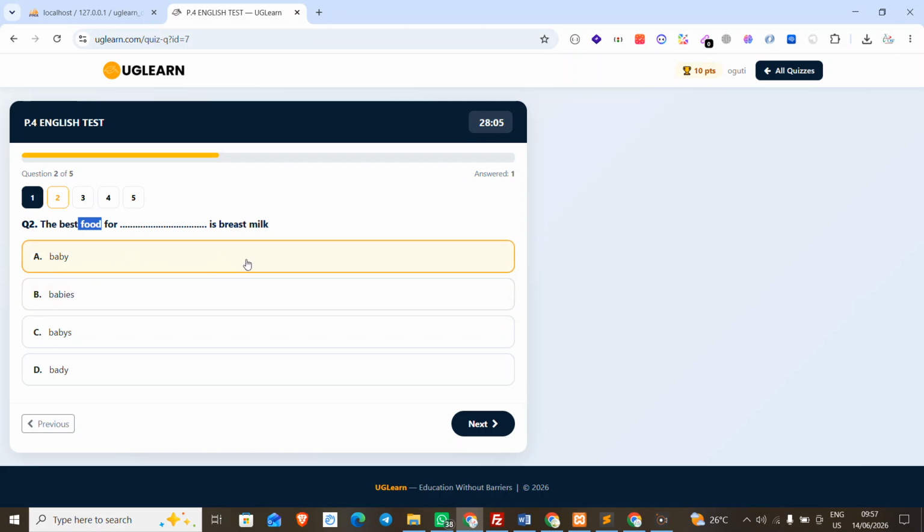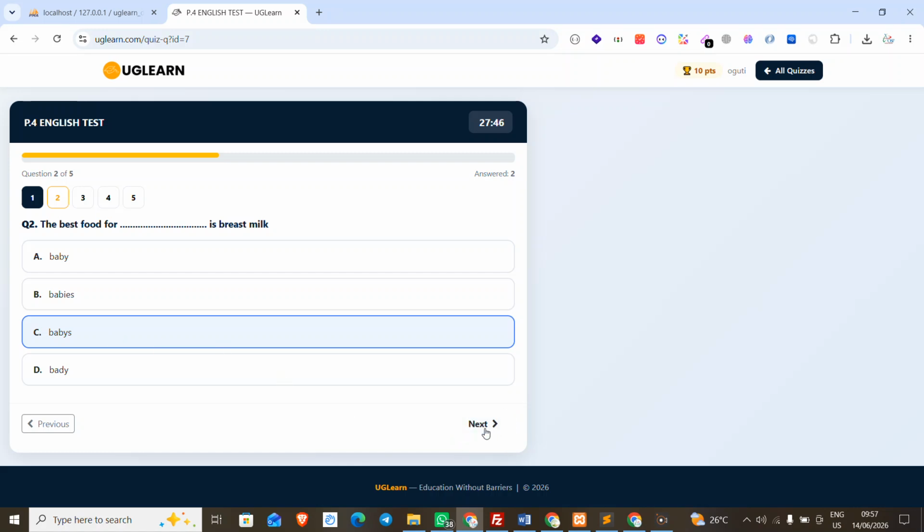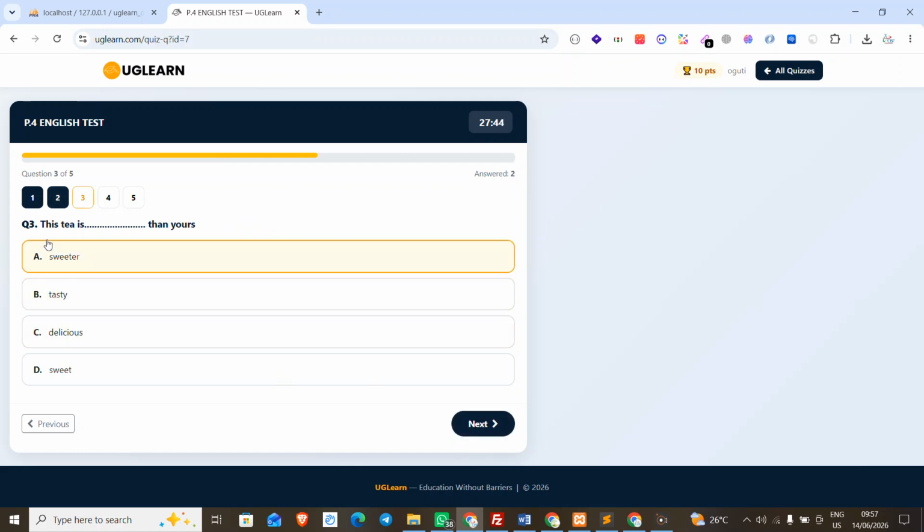Okay, let me just give it that the best food for babies, like I don't know the meaning of babies with IES and the babies for S, you get? Let us fail this one, you get? The right answer is, to my understanding, the right answer is B, but I'm just going to fail that so that we see. Okay, then, this tea is dash than yours.